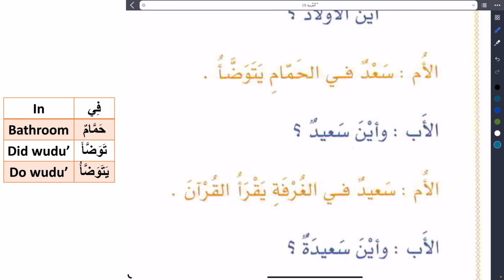I think you can see now. We said something else before that has kasra on the last letter. Do you remember? Yes. The second word of the attribution rule has kasra. So up to now, we said two cases where Arabic nouns have kasra on the last letter. What are these two cases?